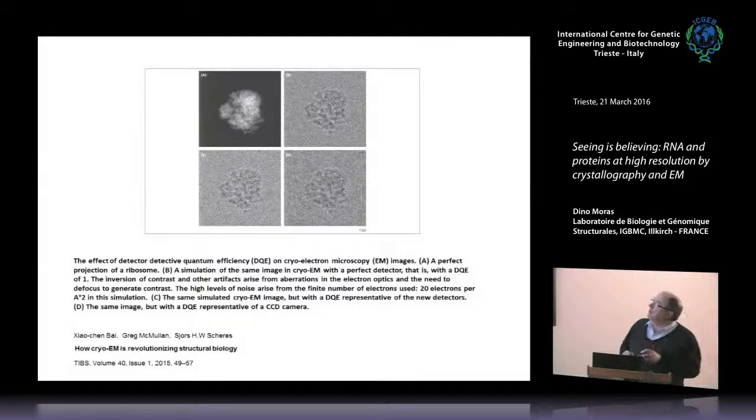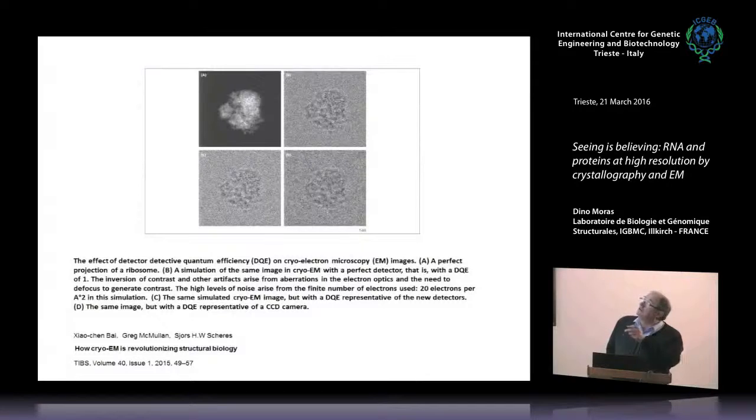And if you go a perfect projection here, that's a ribosome. You will see from Marat's lecture next, it's a bit more clean than that. But if you look at an image at the beginning, that's how it looks like. And then you see here different contrast things. So the B thing is a simulation of the same image in cryo with a perfect detector. So if you had a perfect detector, that's what you would see, starting from this.